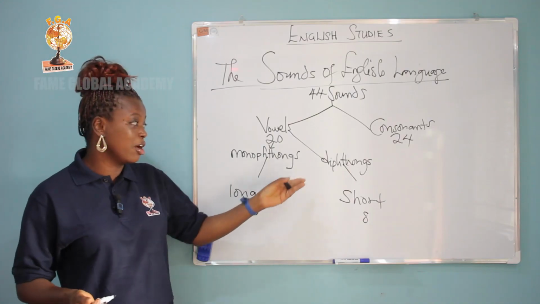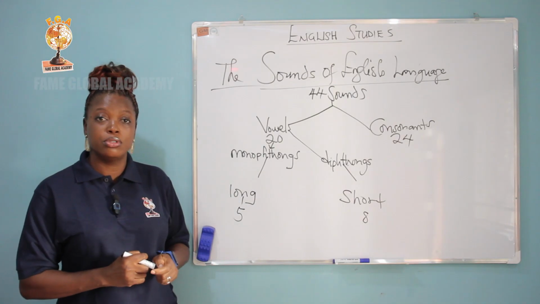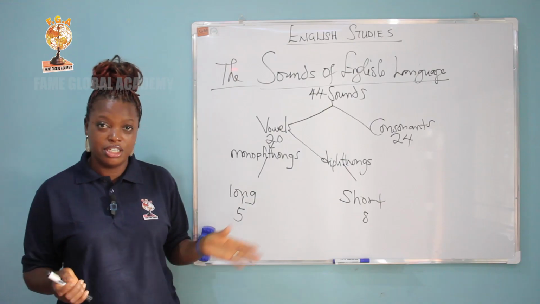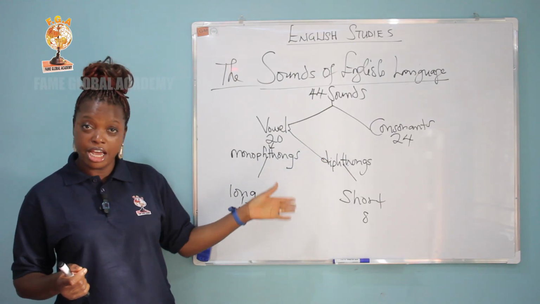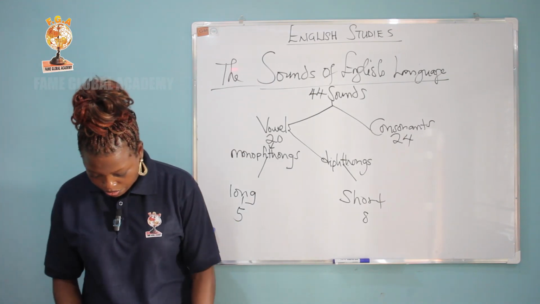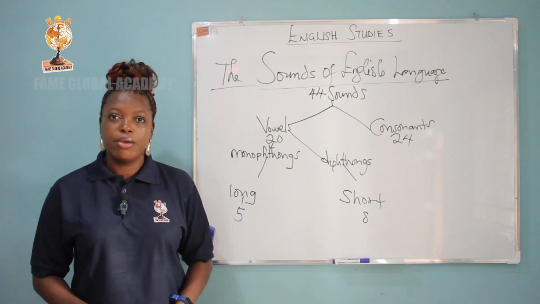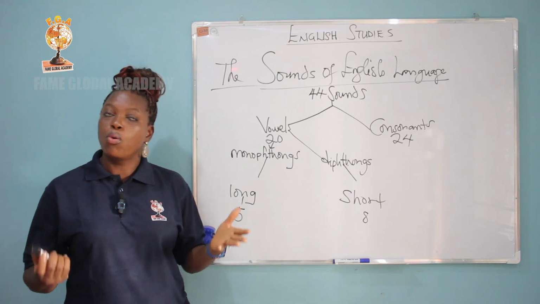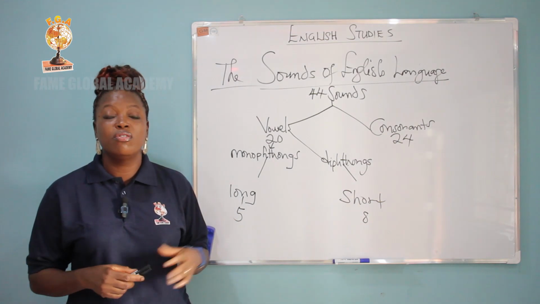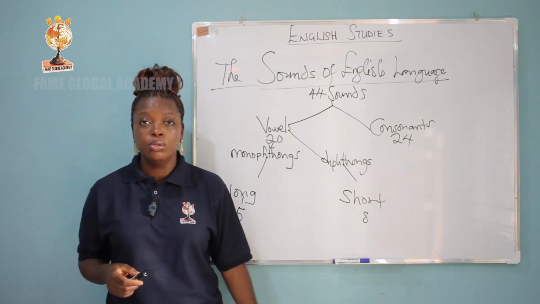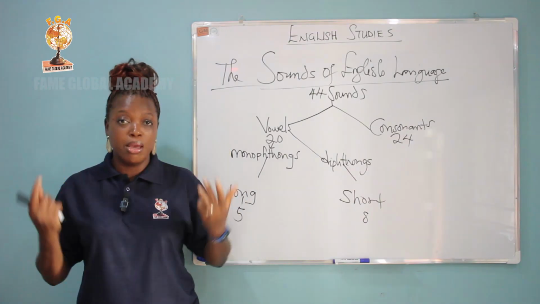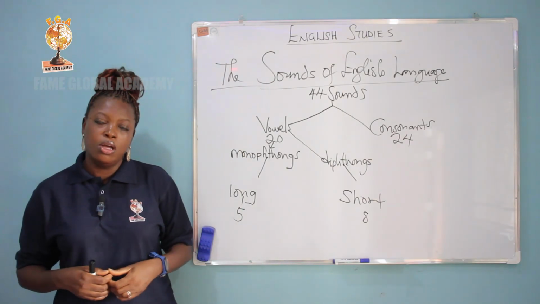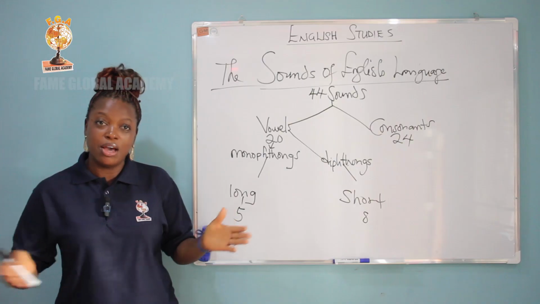So basically, this is the diagram for the 44 sounds in the English language. Today we are going to be learning, or by way of revision, because it is assumed that you have learned them in your junior secondary school, I want to refresh our memories. So I'm going to start with the vowel sounds.